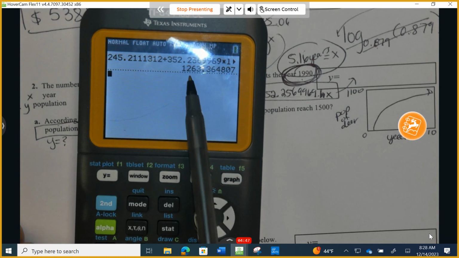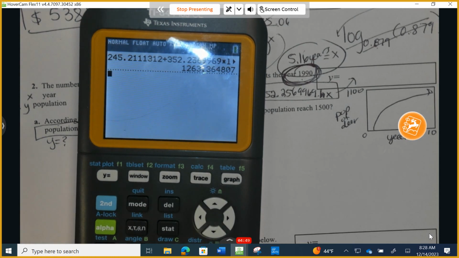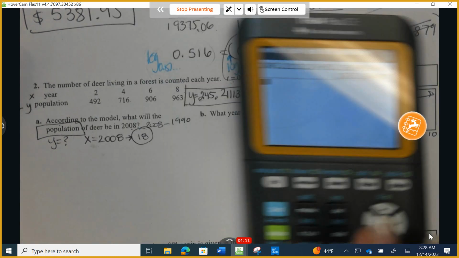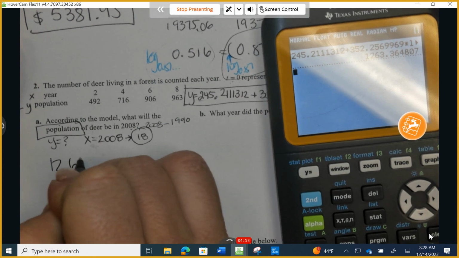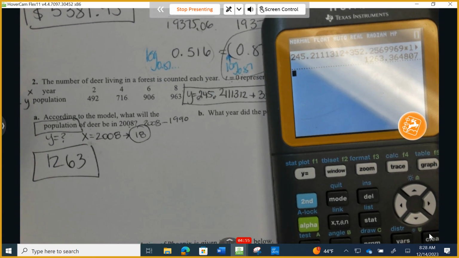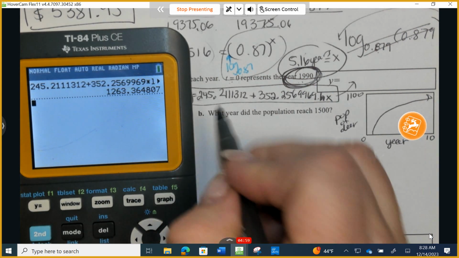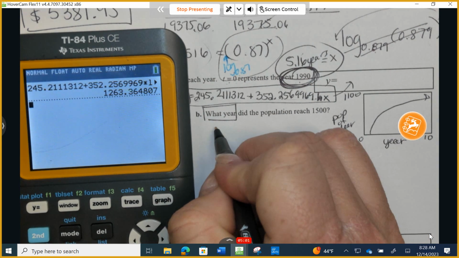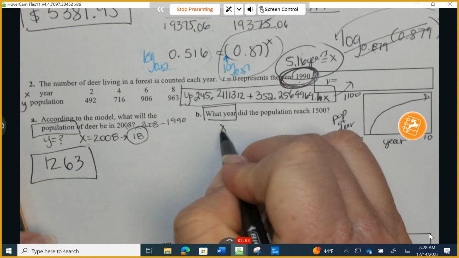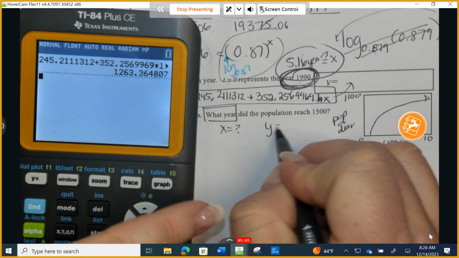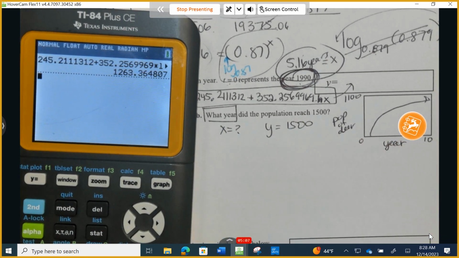So when we think about deer, this would be 1,263 deer. That's what the estimation is in the year 2008. Okay, let's box in what year. So this time I want to know what is the X value, and I know the Y value is 1500.